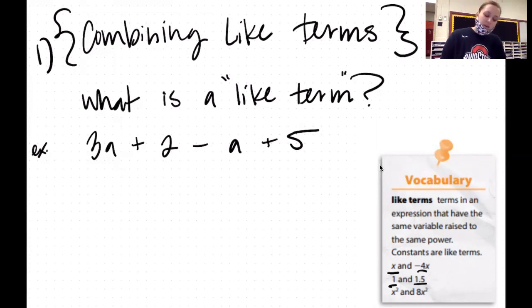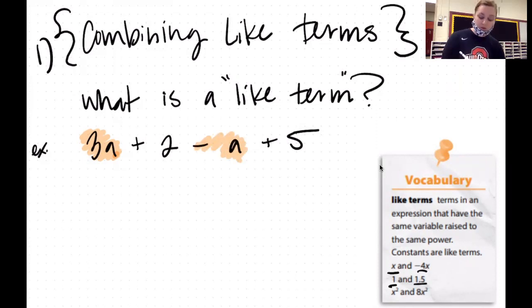So if I am taking a look at this example that I have here, 3a plus 2 minus a plus 5, right? Well, I can see that here's an a. I have 3a, that's an a without an exponent, minus a, that's another a without an exponent. Those two are like terms. So I can put those together.